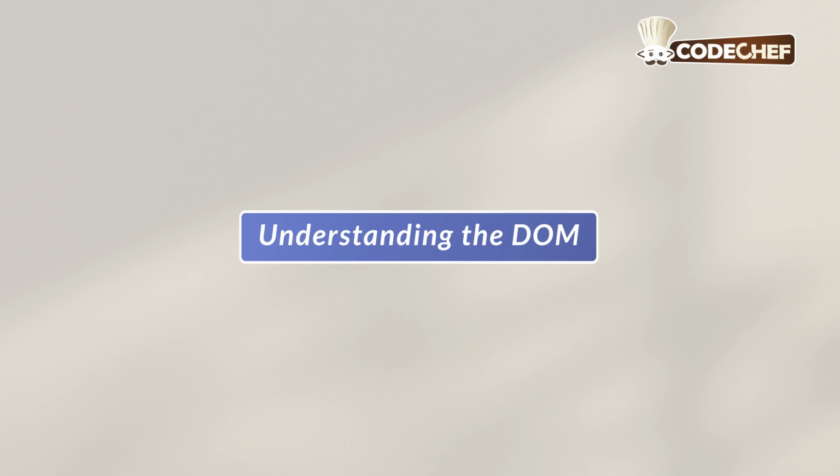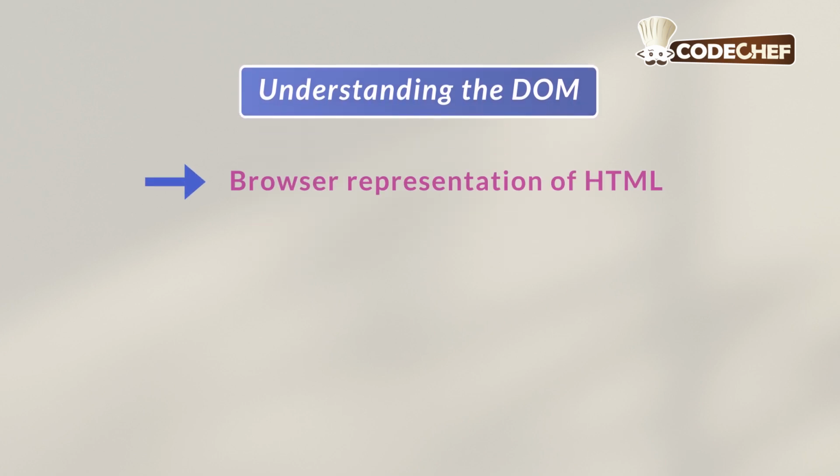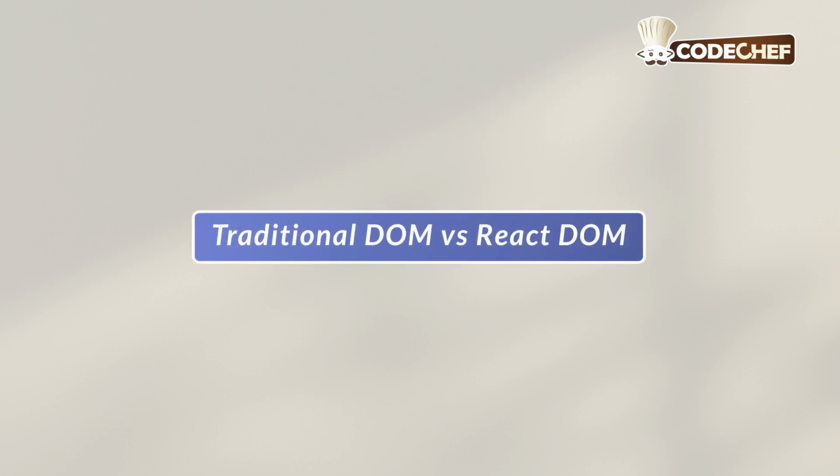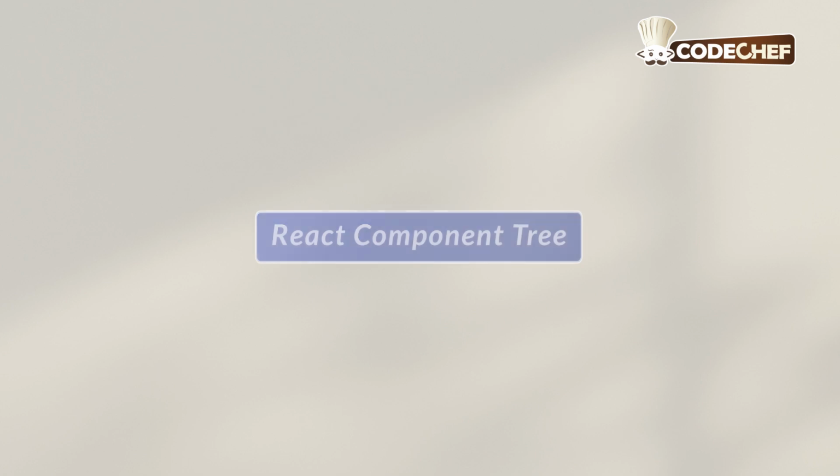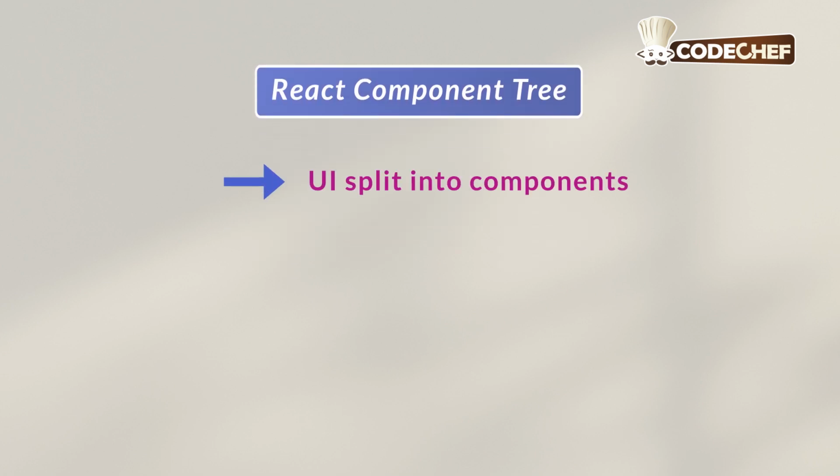So all this while we talked about the real DOM and virtual DOM, so let's understand what the DOM is. The DOM, or Document Object Model, is how the browser represents a web page. It follows a tree-like structure where elements have parent and child relationships. Traditional JavaScript directly manipulates the DOM, which can be slow. ReactDOM acts as a bridge using the virtual DOM to improve performance. React organizes the UI into a component tree. Each component has a clear structure, making updates predictable and efficient.